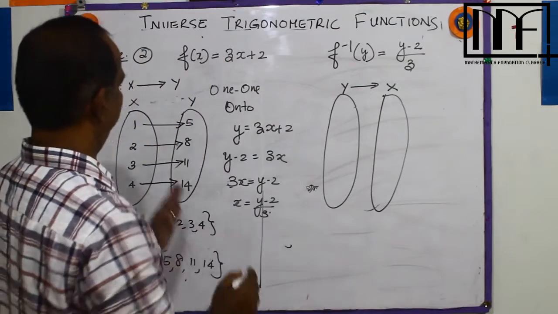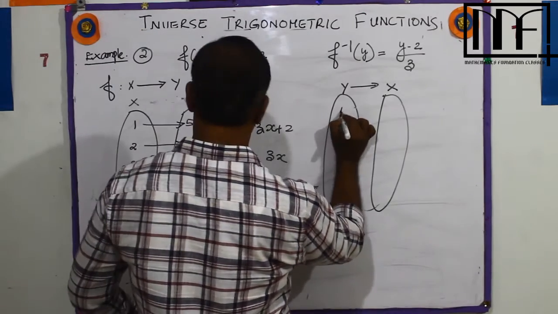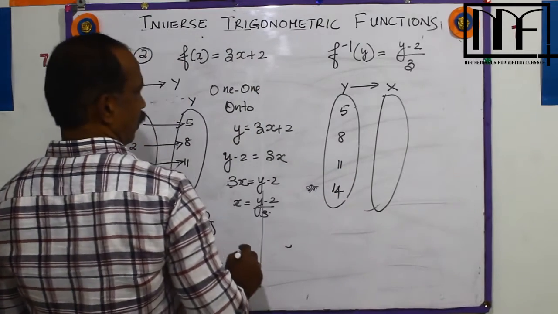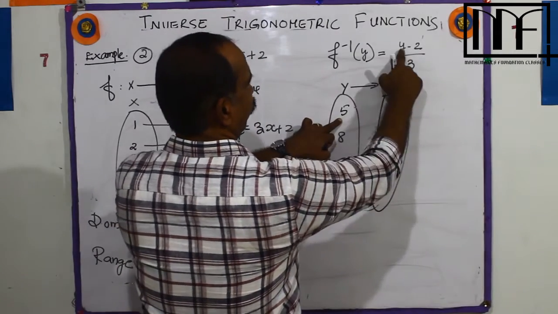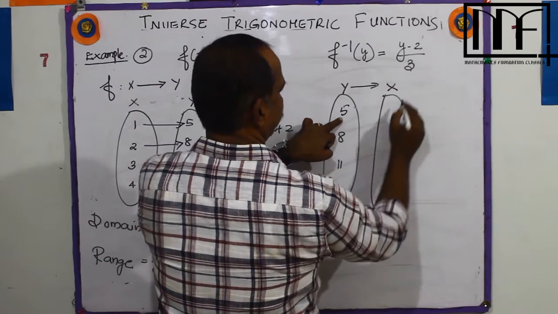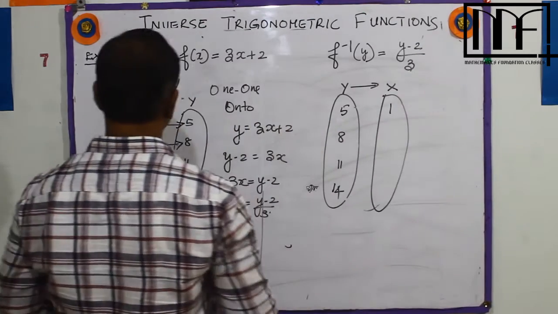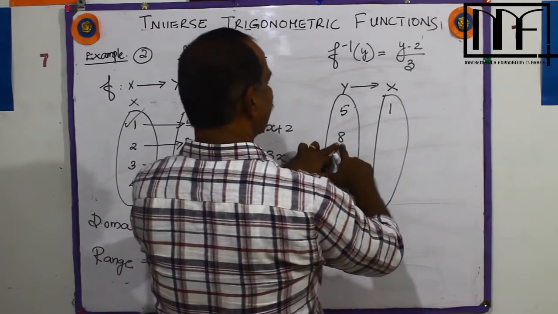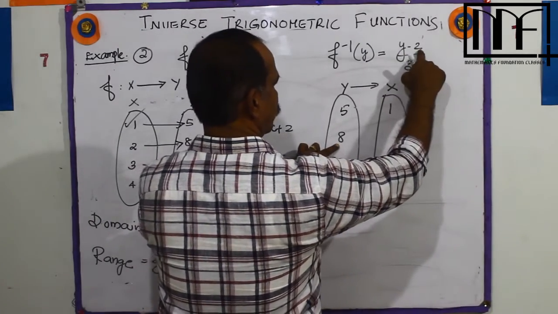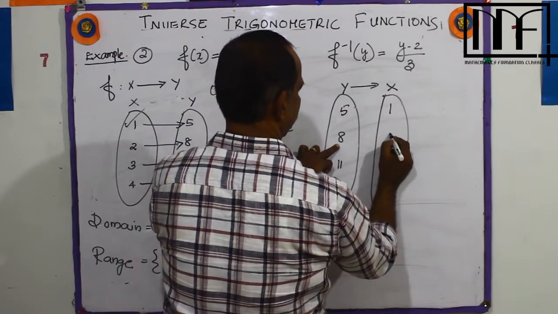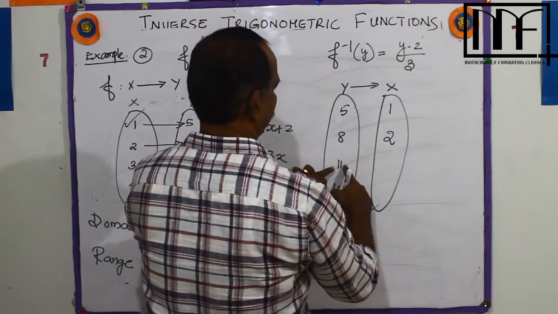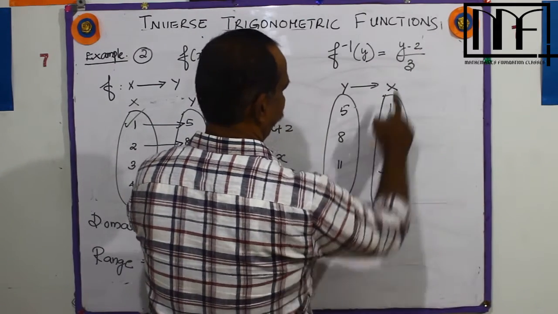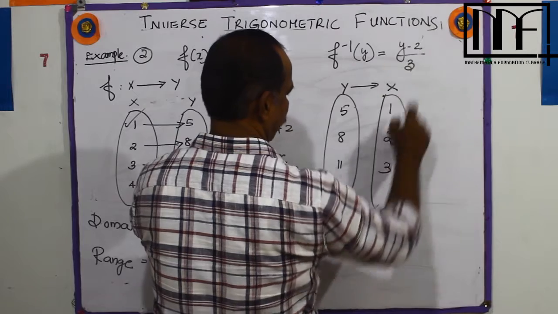Now interchange the elements here. The elements are 5, 8, 11, 14. If you take y equal to 5, 5 minus 2 is 3, divided by 3 is 1. Same way, you are getting 1 here. When y equals 8, 8 minus 2 is 6, 6 upon 3 is 2. Then y is equal to 11 here: 11 minus 2 is 9, divided by 3 is 3. And 14 minus 2 is 12, 12 divided by 3 is 4.